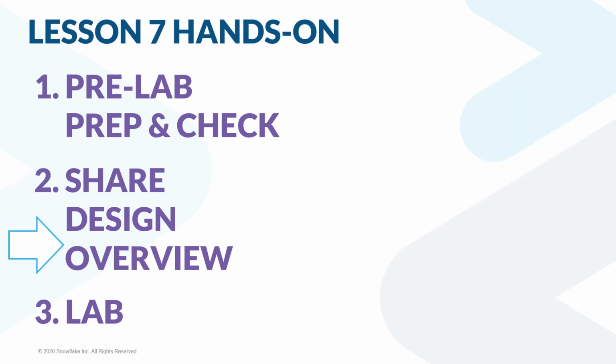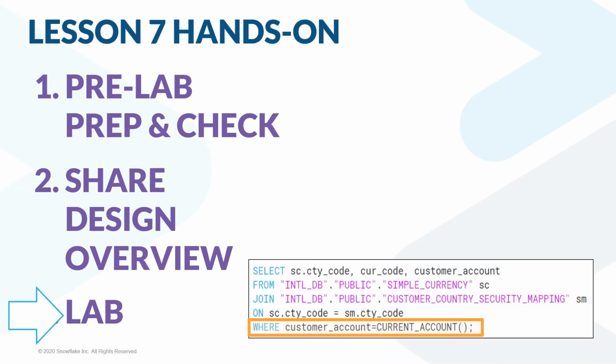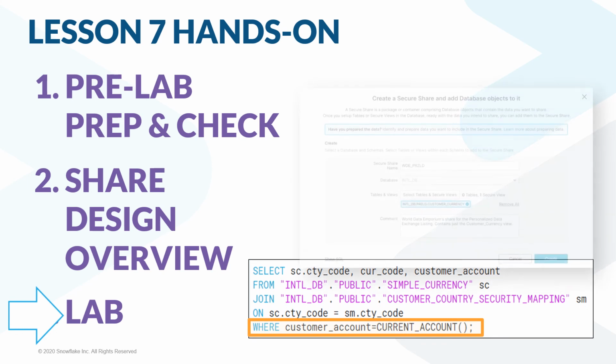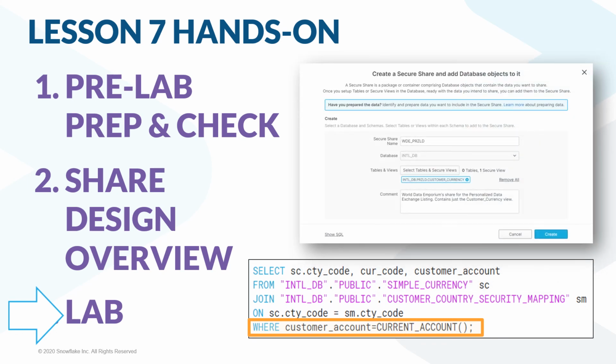In the third portion, you'll be running most of the code samples that you looked at in the design section, and you'll be creating the 2 shares that Osiris's team needs as a foundation for their data marketplace listings.